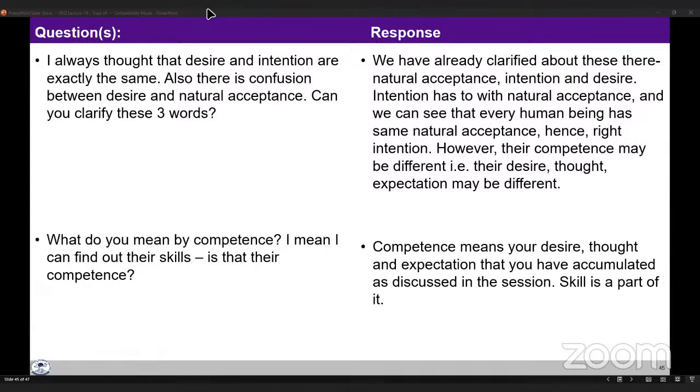Namaste, madam. Sorry, just now my daughter came from her examination. I just inquired about the examination. Sorry, madam. So regarding desire, it is nothing but a strong wish, and natural acceptance is that it will happen spontaneously.